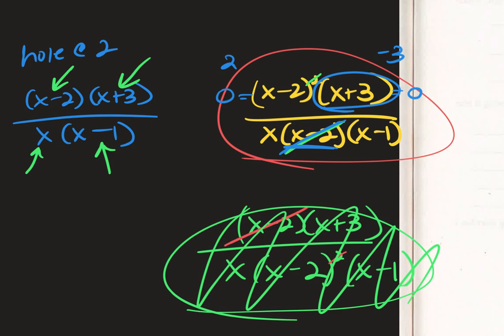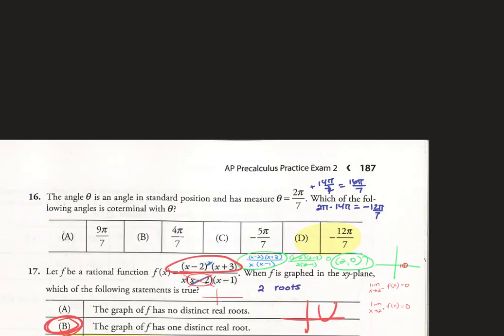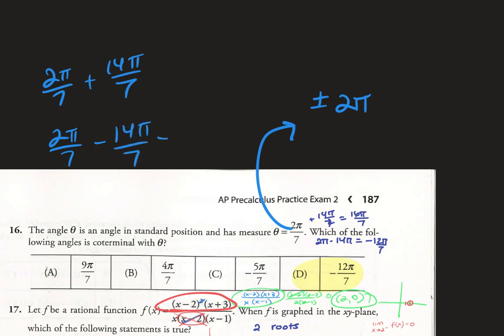All right, 16. Well, she asked for 16. 16 says an angle theta is in standard position. It has a measure of 2 pi over 7. Which of the following is a coterminal? Remember, coterminal is add and subtract even multiples of pi. So if I take 2 pi over 7 and I add 2 pi, it'd be 14 pi over 7. I would have looked to see if that's an option, and it's not. 2 pi over 7 minus 14 pi over 7, negative 12 pi over 7. And that's the one that was there.